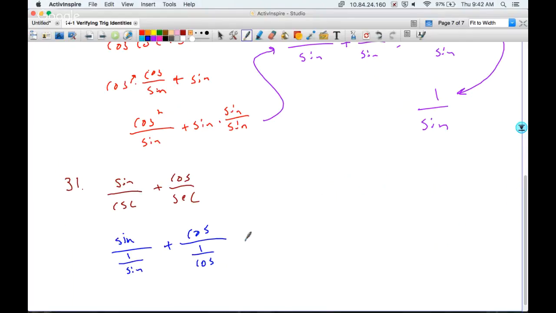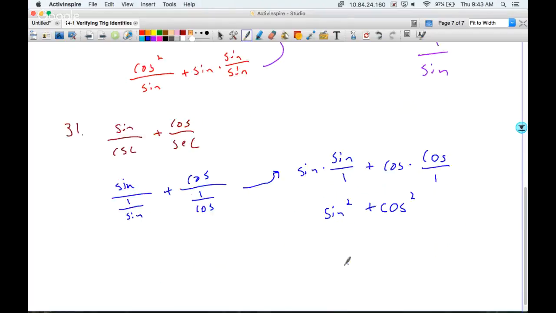Copy dot flop both of these. So copy the top, multiply by the bottom flipped over, plus copy the top, multiply by the bottom flipped over. Sine times sine, the divide by 1 doesn't do anything, so we get rid of it. Sine squared plus cosine squared. This here, by the Pythagorean identity, equals 1. Let's label where we use those reciprocal identities.